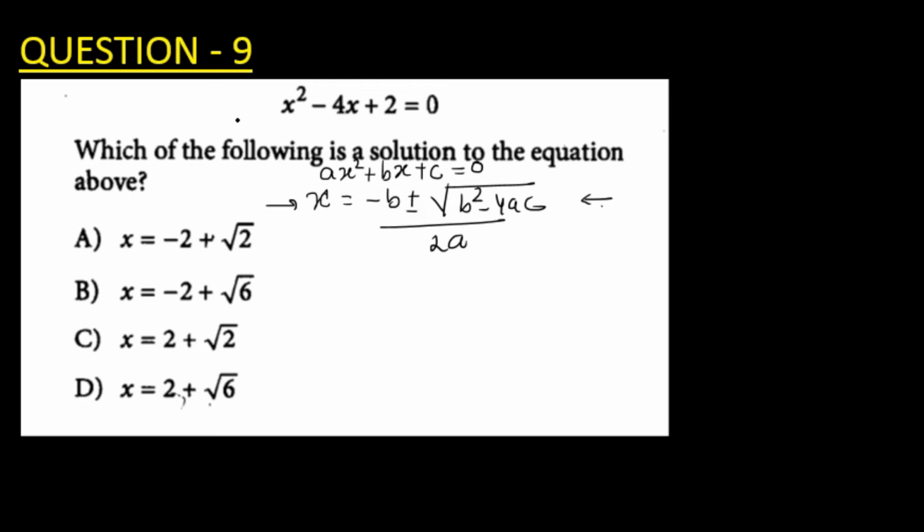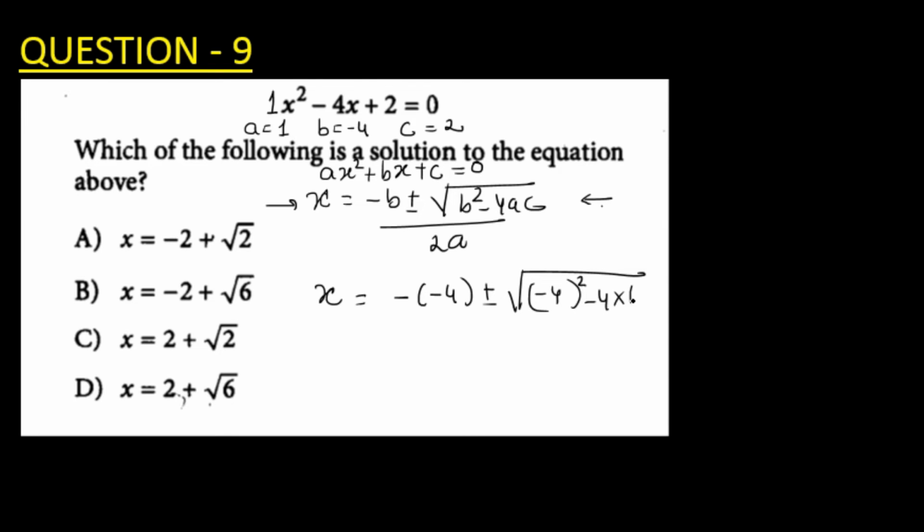So in our question, we see that what is our A? A is 1, B is -4 and C is +2. So what should be x equal to? Negative B, so negative of -4 plus minus square root of -4 square minus 4 into A into C whole over 2 into A, which is 1. Now we don't have to simplify this expression. So from here, x is nothing but 4 plus minus square root of 16 minus 8 over 2.